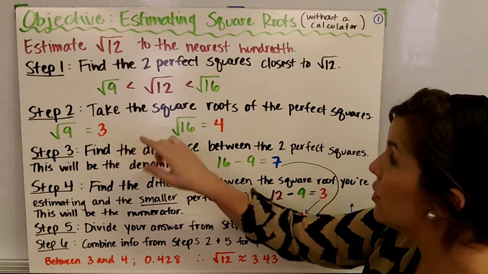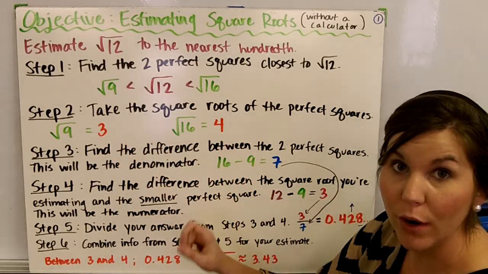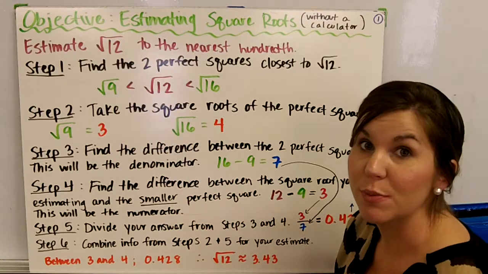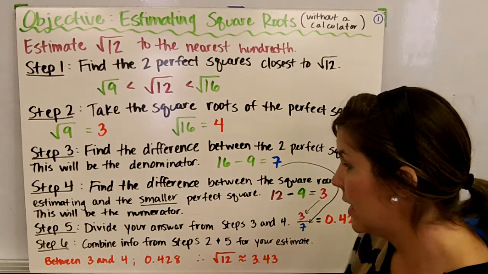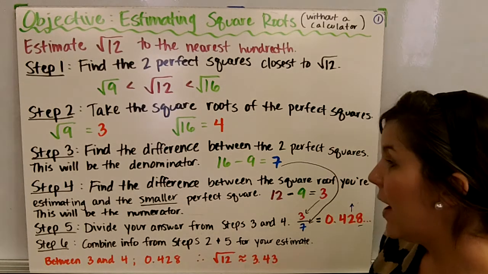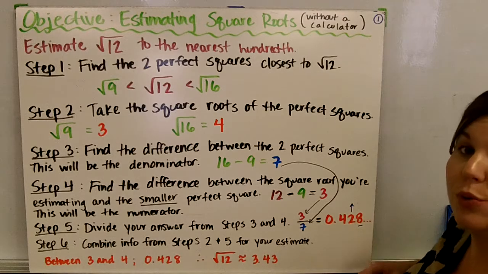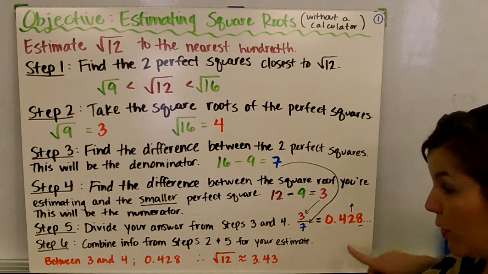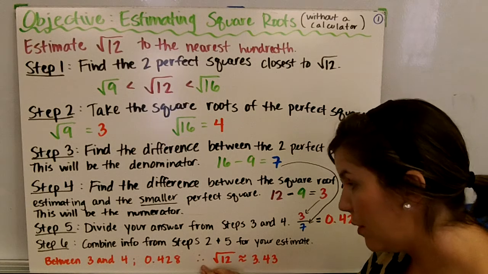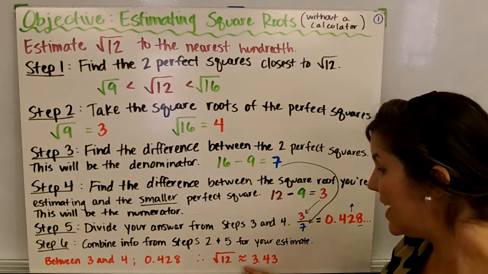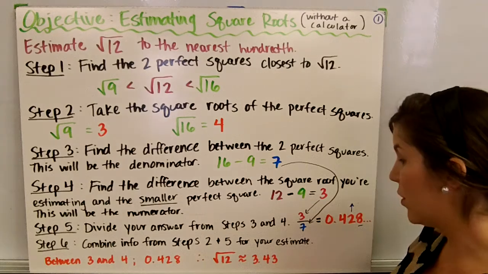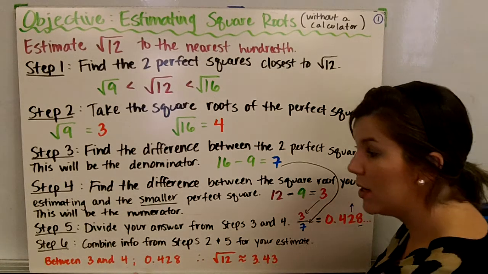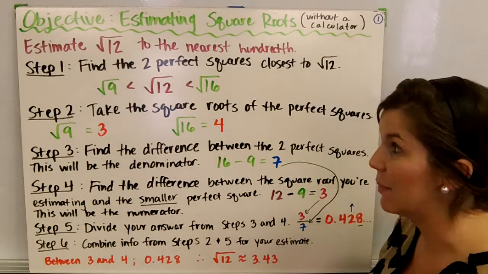Step number 6, combine information from steps 2 and 5. So in step 2, I know my answer is between 3 and 4. So I know my answer is going to be 3 point something. And in step 5, I got 0.428, which makes this 0.43. So therefore, the square root of 12 is going to be 3.43 because this gave us 0.43, and we know it has to be 3 point something.